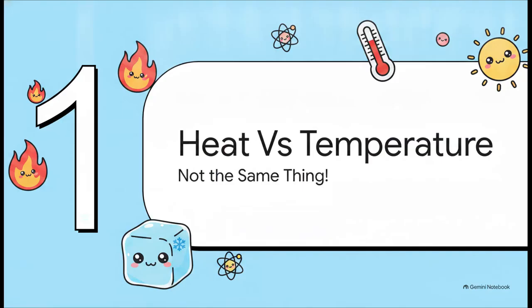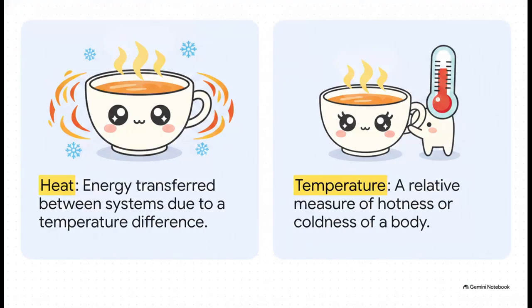Section 1. Heat versus temperature, and why they are absolutely not the same thing. We throw these words around interchangeably all the time, but in physics, making a strict distinction between them is our vital first step. See, heat is the actual energy on the move. It's the literal energy being transferred between two systems just because there's a difference in their temperatures, and we measure that energy in joules.